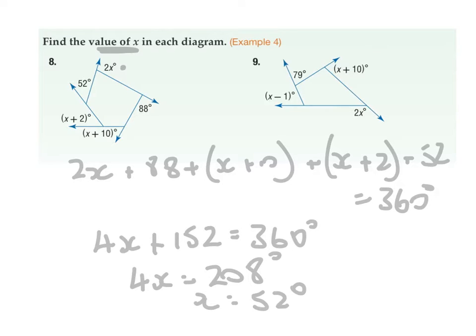If you want, it's entirely up to you, but now you know what x is. You can put your x back in here, here and here, and then add them all up together to make sure you do get 360 degrees. That little check is worthwhile, because you can always prove your answers correct or incorrect in algebra.